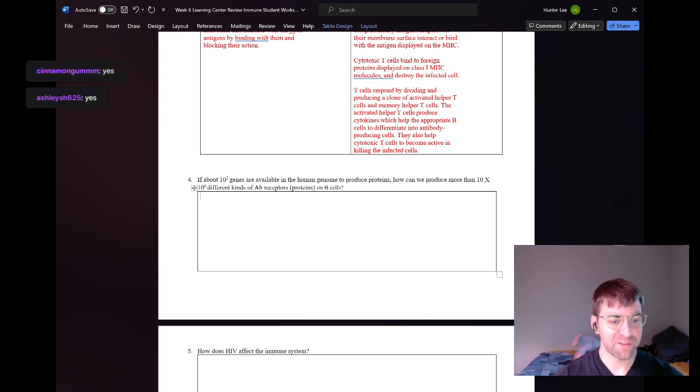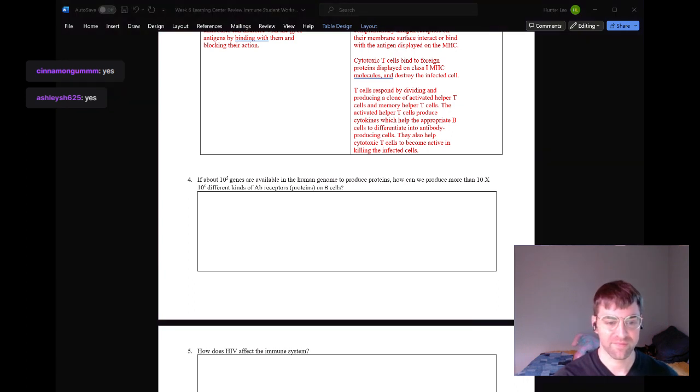If about 10 to the fifth genes are available in the human genome to produce proteins, how can we produce more than 10 times 10 to the sixth different kinds of antibody receptor proteins on B cells? I really like this question because it's kind of asking you to integrate a lot of what you've learned in previous chapters and previous sections of your biology education.